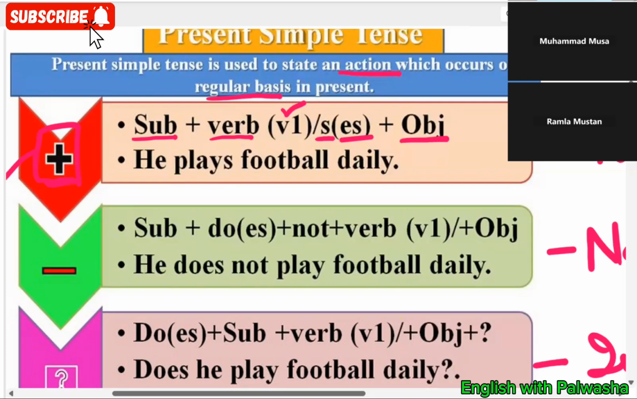So let's see the example. Subject is he. Subject is he means a person. Verb is plays. Plays is the first form of the verb, and we put S with it. And the object is football daily, right? Exactly. So he plays football daily.